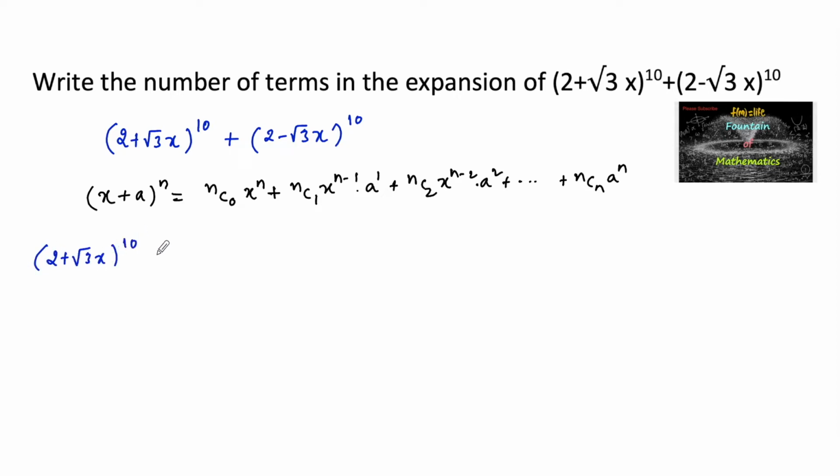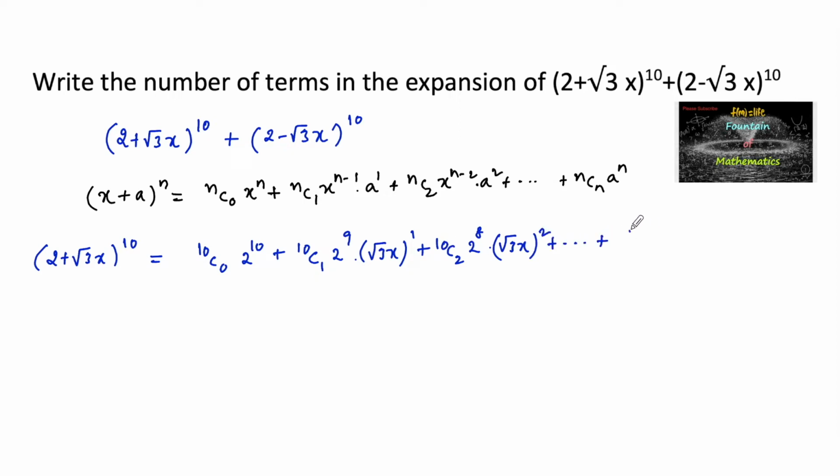(2 + √3x)^10 we can write as 10C0 2^10 + 10C1 2^(10−1), that is 2^9, into (√3x)^1, plus 10C2 2^(10−2), that is 2^8, into (√3x)^2 and so on. We can write 10C10 2^0 and (√3x)^10. And similarly, we can write (2 − √3x)^10.